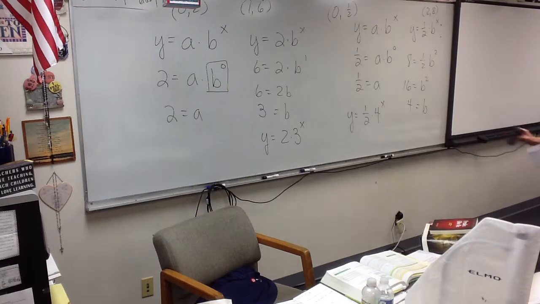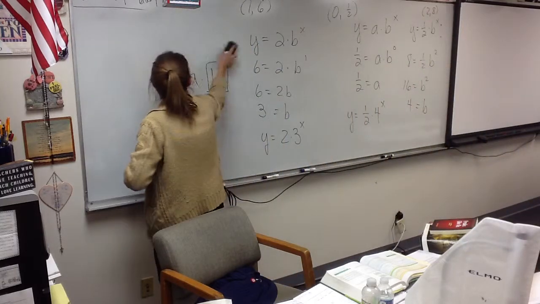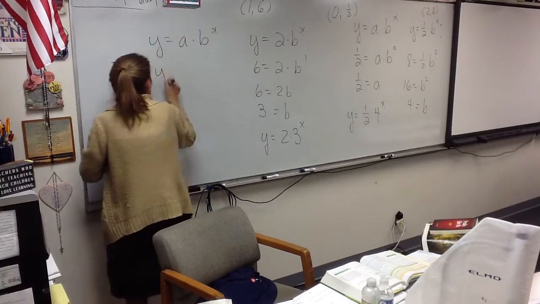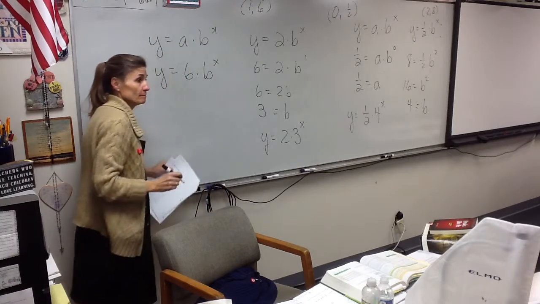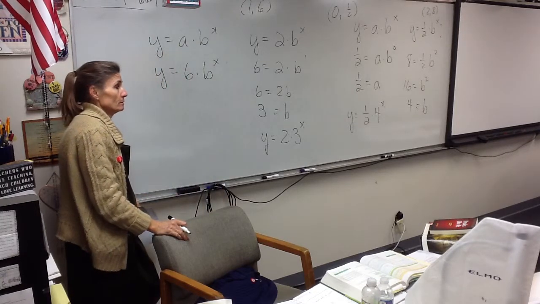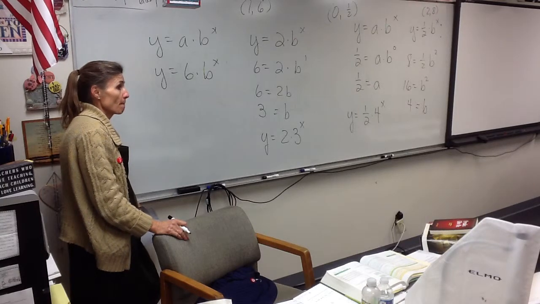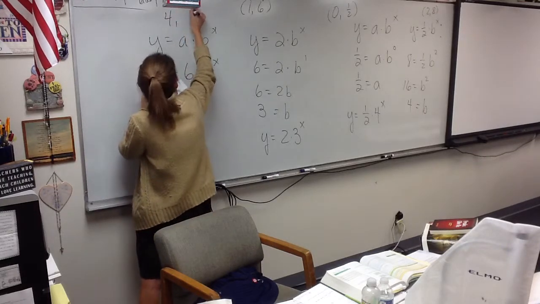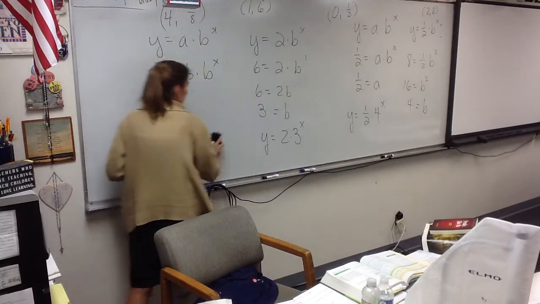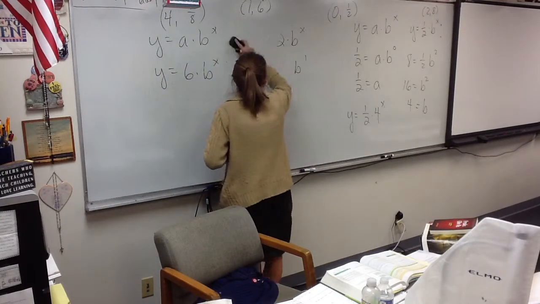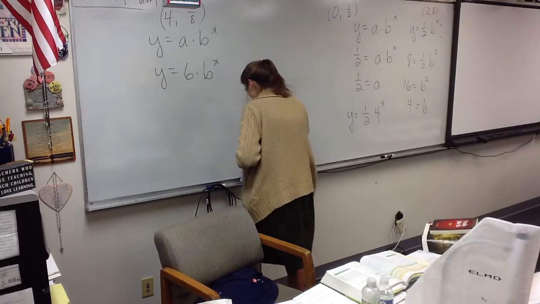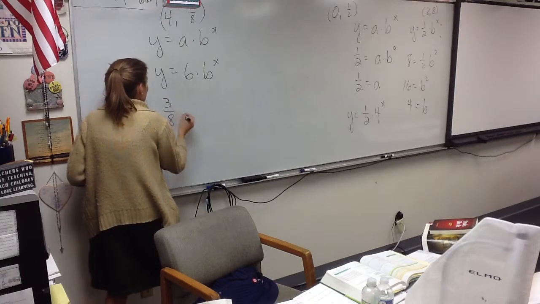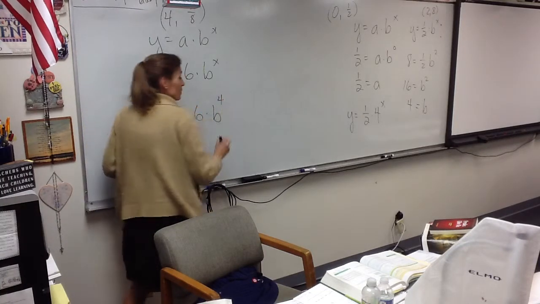So if we go with that A will be 6, then we have the equation y equals 6 times b to the x. Now where do I go from here? I got to plug in the other point. Oh Lord, it's got fractions. 4 comma 3/8. Okay, let's be calm. 3/8 equals 6 times b to the 4th.